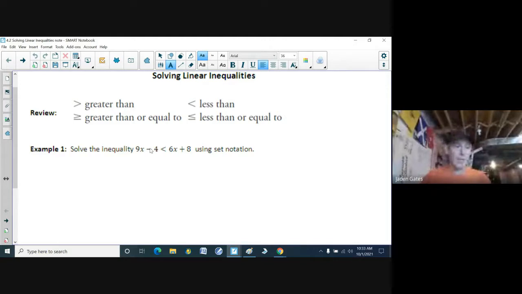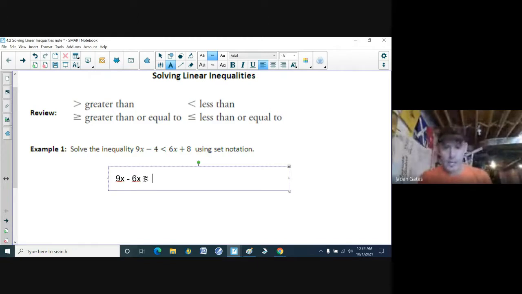The first thing I'm going to do, like I do with solving equations with equal signs, is get my x's to one side and my numbers on the other. In this case, I've got 9x minus 4 less than 6x plus 8. So I'm going to bring that 6x over to the other side. Again, it changes sides, changes sign, whether it's a less than sign or an equal sign, the same rule applies. Then I have a less than, which is great because it's actually on my keyboard. I have an 8 over there, and I'm going to bring that minus 4 over to the other side, so I get 8 plus 4.